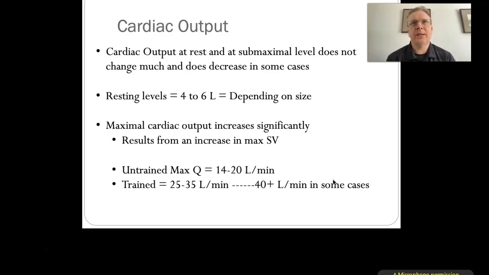And in some cases, at the elite athlete level, you'll see over 40 liters per minute. So that's just amazing, the amount of blood that's being pumped per minute. Once again, going back to 2-liter bottles, think of how much 40 liters actually is per minute. That's pretty amazing.